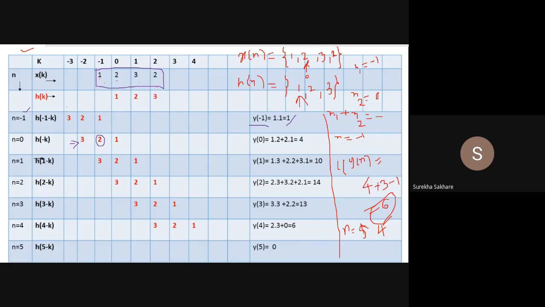This is one overlap and this is the other. So 1 into 2, I have written here 1 into 2 plus 2 into 1. 2 into 1. This will be 2 plus 2 is 4. Clear? Okay.